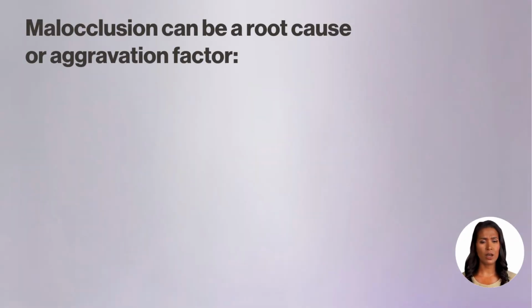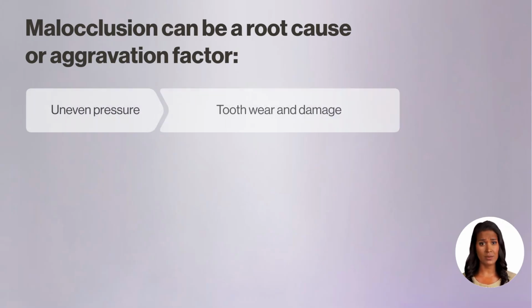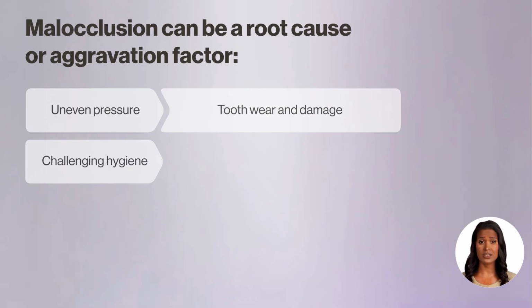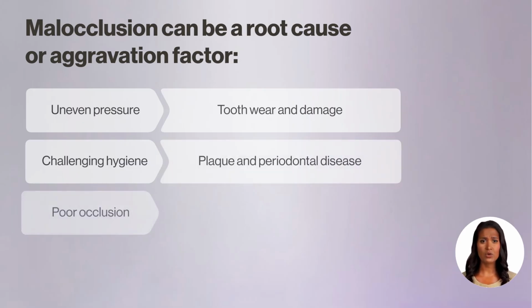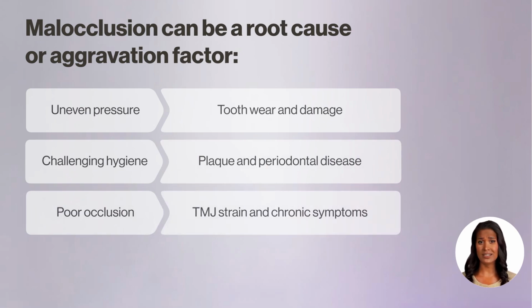Malocclusion, or the misalignment of teeth, can be the root cause or an aggravation factor of several other oral health problems. Uneven pressure can cause tooth wear and damage. Challenging hygiene increases the risk of plaque buildup and leads to periodontal disease. Poor occlusion can strain the TMJ, leading to disorders with symptoms like jaw pain, clicking, limited movement, or chronic headaches.